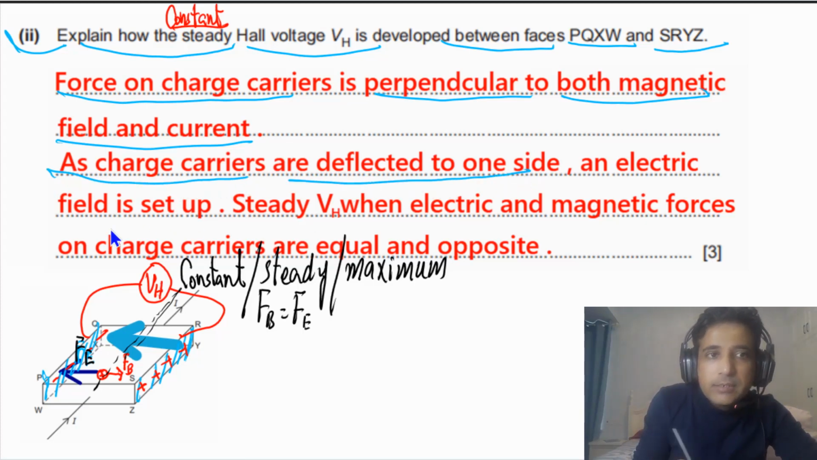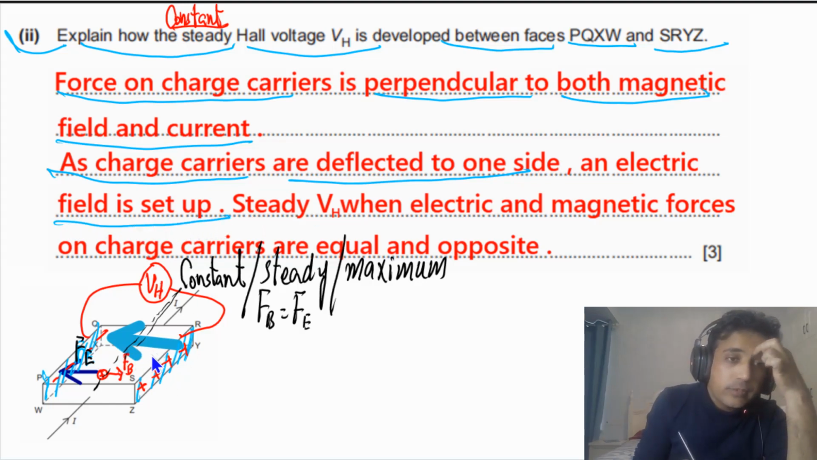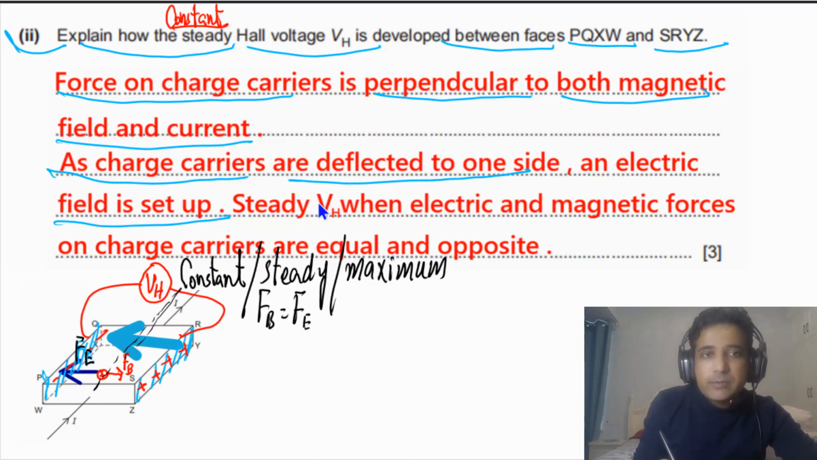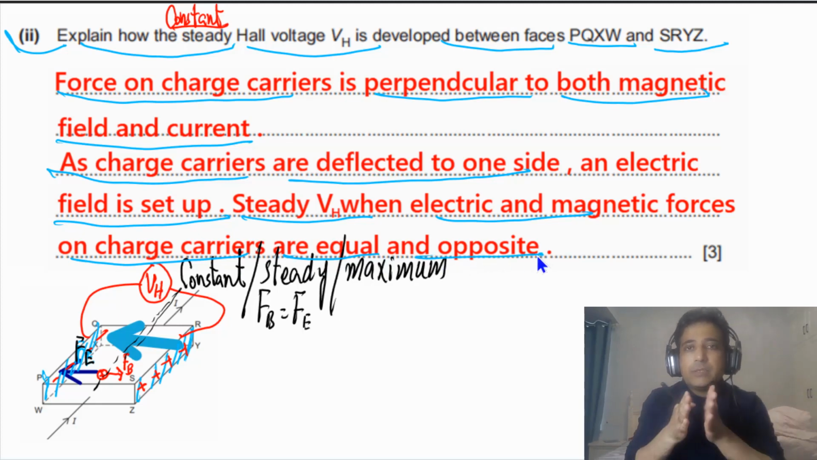Steady VH when electric and magnetic forces on charge carriers are equal and opposite. Then charges just move in a straight line, so they will not deflect. Initially they will deflect to one side because the magnetic force is stronger. But as time passes, the electric field will also get stronger.